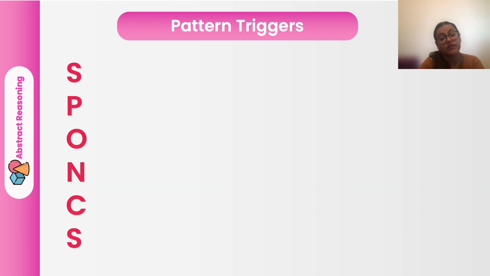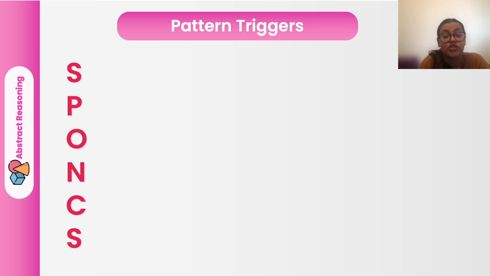Pattern triggers is something really important in this section. So as I mentioned before, in this section you're presented with visual information, sets of shapes where there is some sort of pattern and you need to be able to identify that pattern. So an easy way to do that is to remember this mnemonic SPUNKS. Using this mnemonic, you can go through a checklist of all the different possible patterns and come up with a final answer as to what the pattern is and to identify both similarities and differences. So what does SPUNKS stand for?